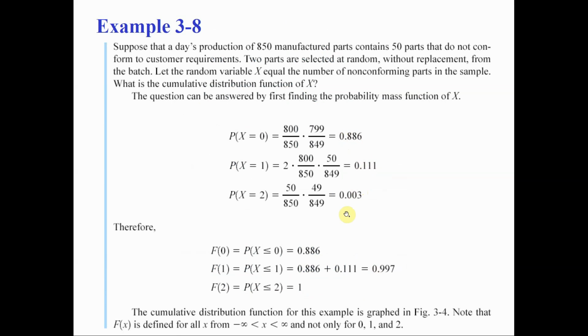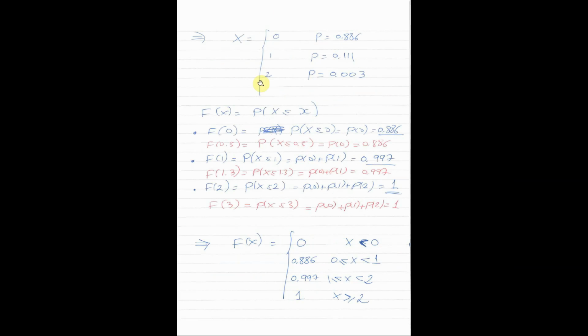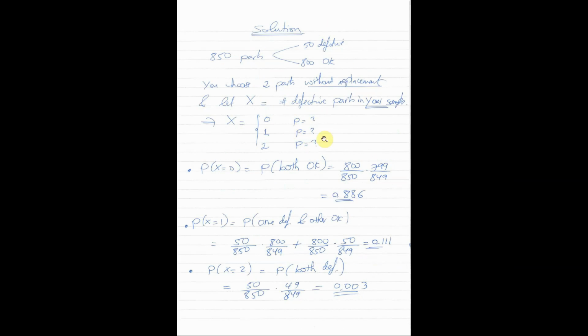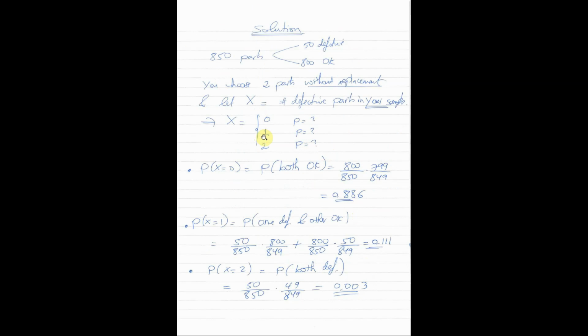0.886, 0.111, and 0.003. Putting things together, we have our random variable here. X is 0 or 1 or 2. We were given the meaning of x. It's the number of defective parts. But after we have obtained the probabilities, we can just think of this as a random variable, forgetting about all these details.